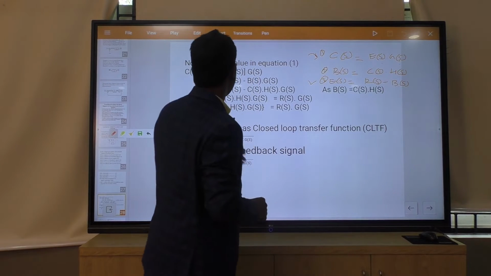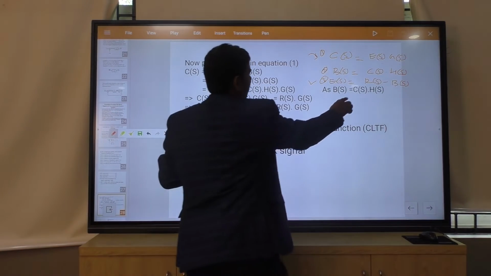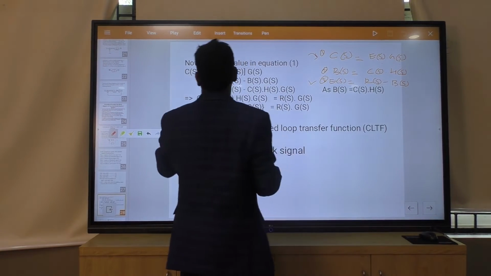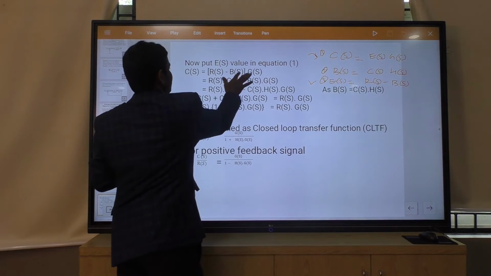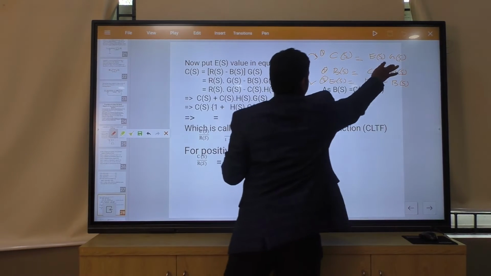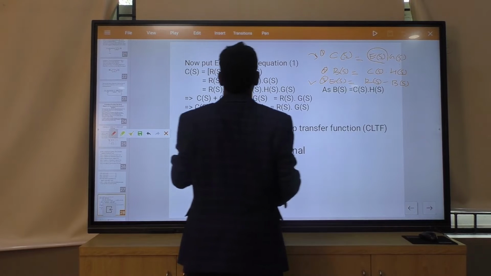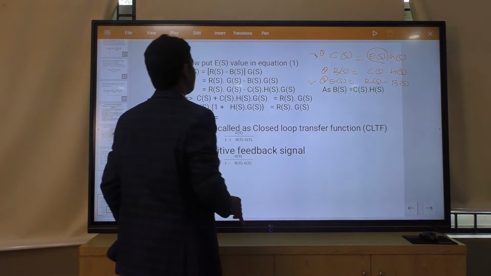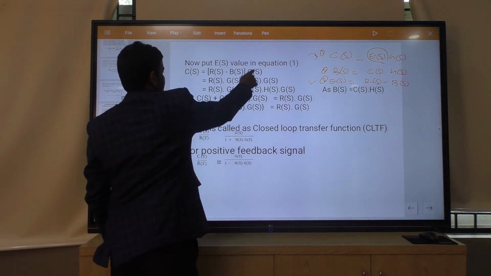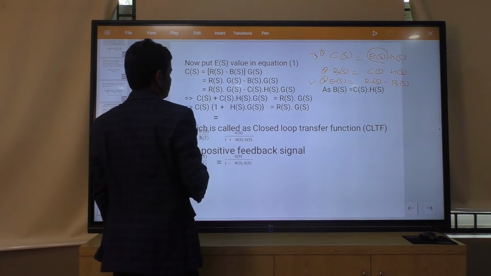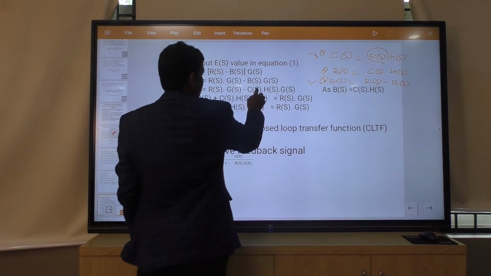What do we get? Now CS is equal to ES value, that means RS minus BS. So CS is equal to RS minus BS into GS. What is the ES value? RS minus BS. Put that in: RS minus BS into GS. Multiply it: RS into GS minus BS into GS. Okay? Put here the BS value.